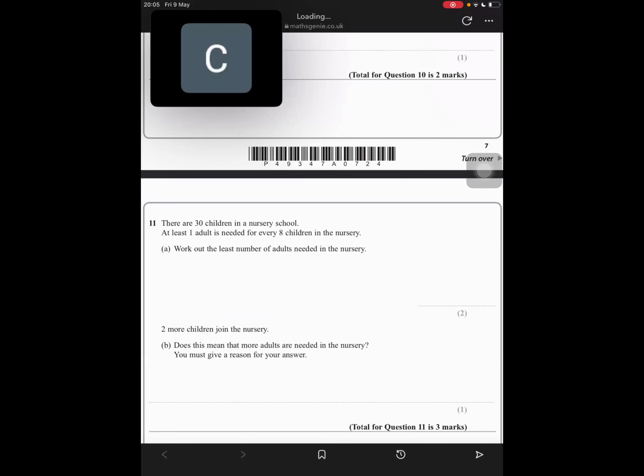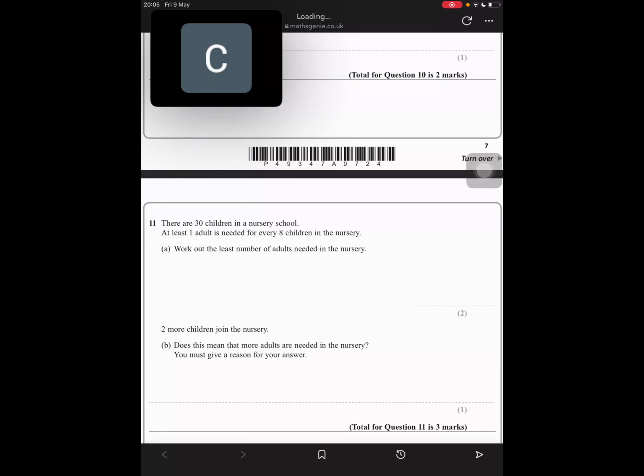It says there are 30 children in the nursery. One adult is for every 8 children. What is the least number of adults in the nursery? So say 30 divided by 8, and we know that 8 times 3 is 24.